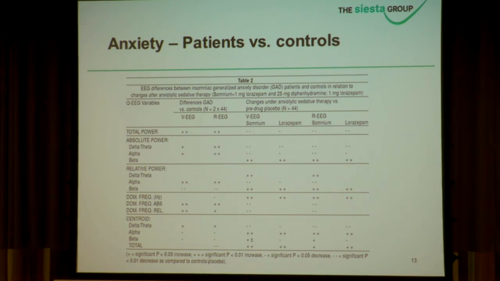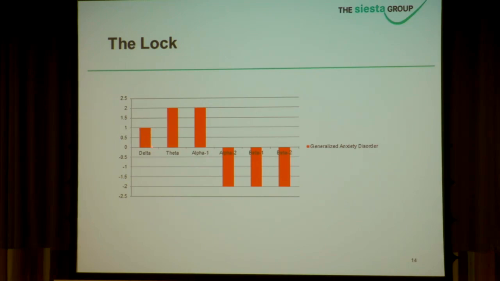So here we're looking at patients versus controls and see in what variables they significantly differ. And we look at the same set of variables. We look at delta, theta, alpha, and beta, and identify certain positive or negative differences. Again, when we plot those, we see, for instance, there's an increase in delta, theta, alpha, a decrease in alpha 2 and beta.